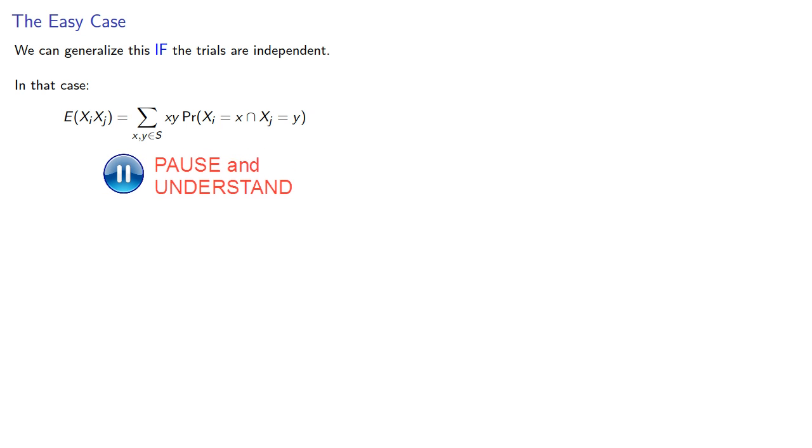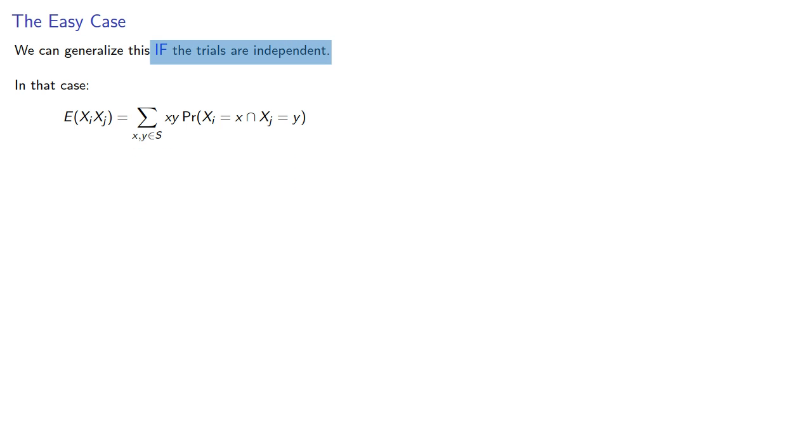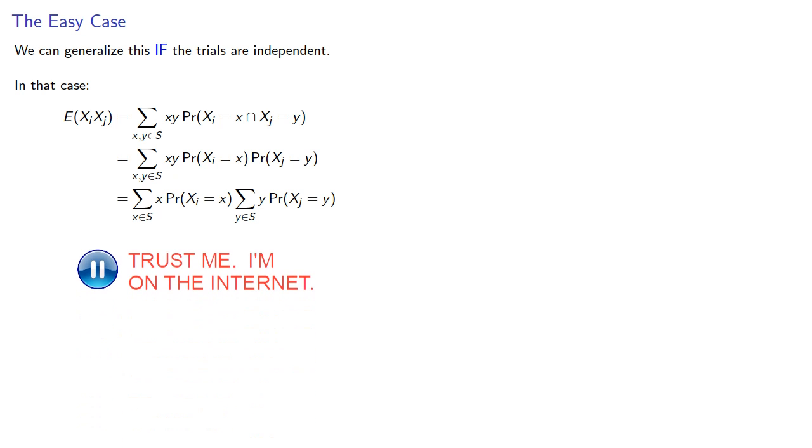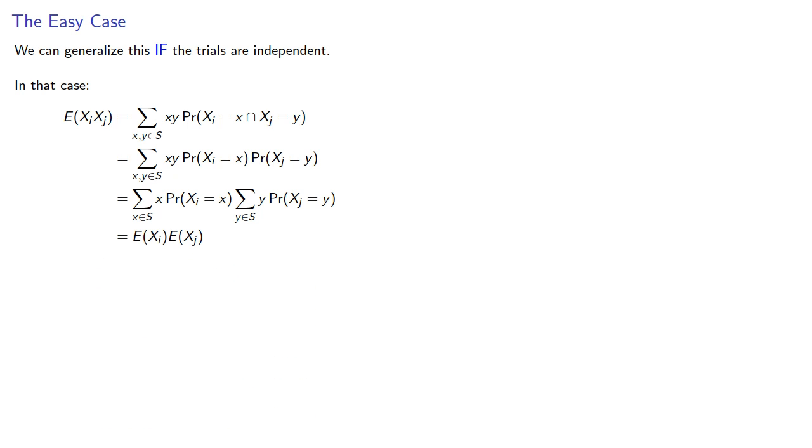And we can generalize this if our trials are independent. In that case, the expected value of the product is going to be the sum of the product times the probabilities. Our assumption of independence means the probability of the conjunction is going to be the product of the probabilities of the individual outcomes. And we can split this sum to give us the product of the expected values.